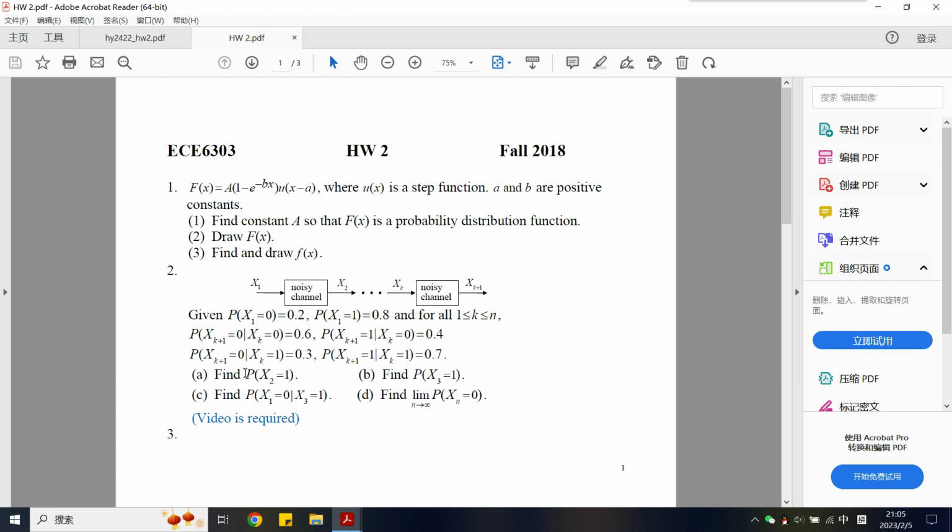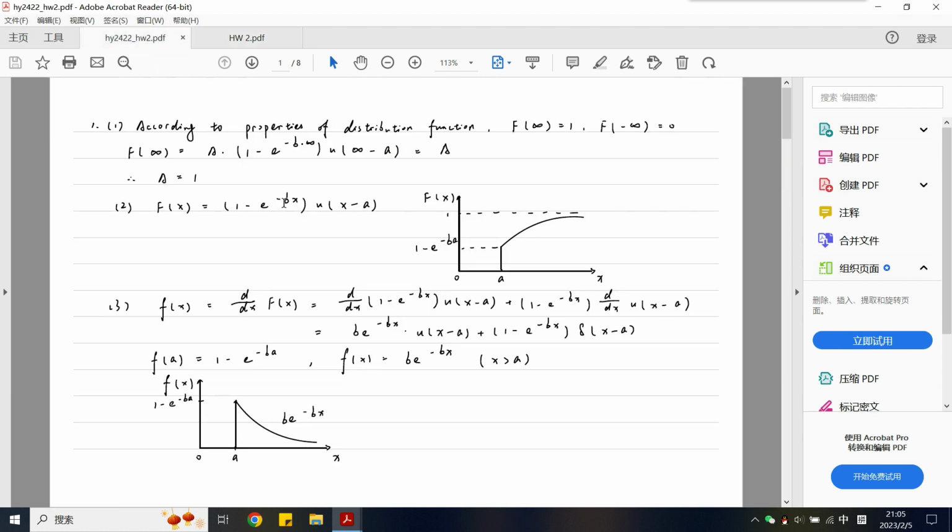According to this problem, if we need to find this, we need to use the probability that x1 is 0 and also the probability that x1 is 1, and also the probability that the current x is 1, given that the previous event is 0, and given that the previous event is 1.